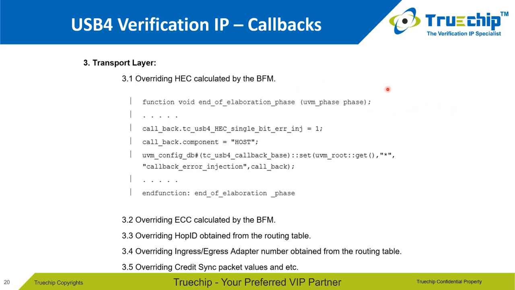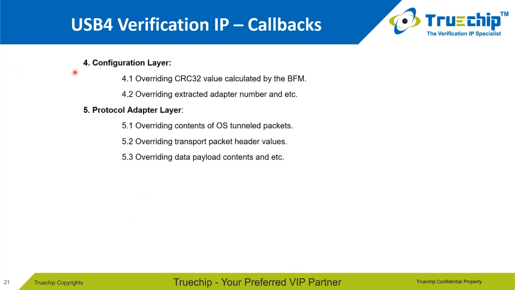This is one example where HEC single bit error injection is done at the host router in the transport layer. Overriding of ECC, and ingress and egress adapter values in the routing table are also possible. Listed examples are for the configuration layer, like overriding values, and the protocol adapter layer, through which overriding of tunnel packets can also be done using callbacks. Other layers like the TMU block, or having control when inter-domain is enabled, are also possible using callbacks.